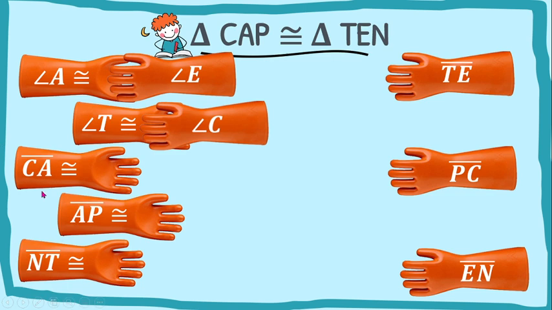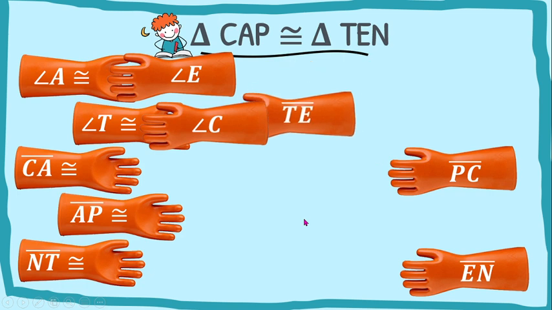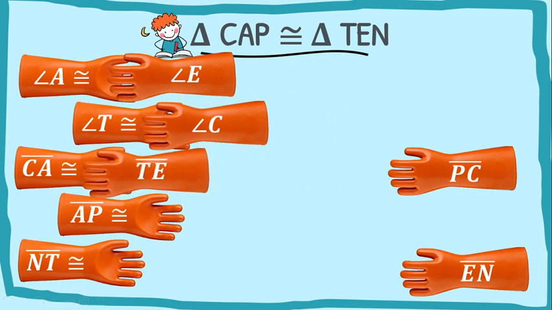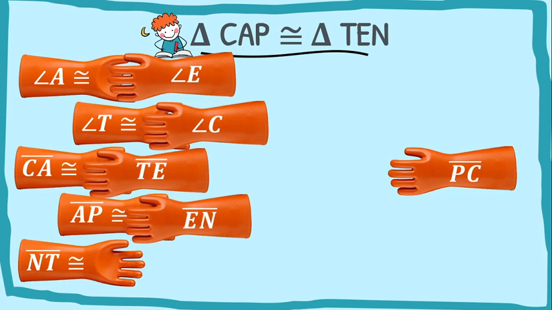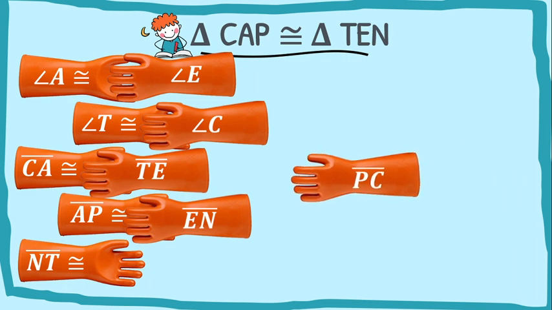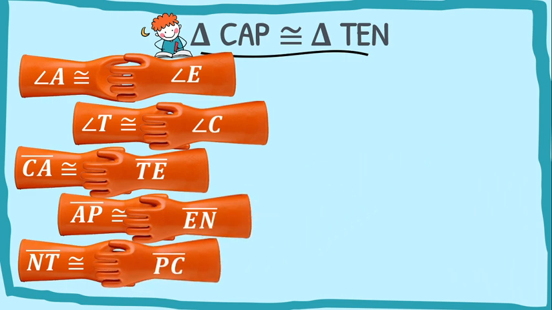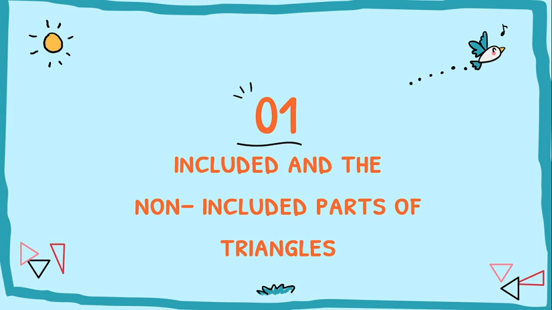How about for side CA? So we have here CA. The corresponding vertex of C is T and the corresponding vertex of A is E. So the answer is side TE. Very good. How about for side AP? This is congruent to side EN. Very good. And obviously for side NT, the corresponding congruent side is side PC. And that's it. Very good.